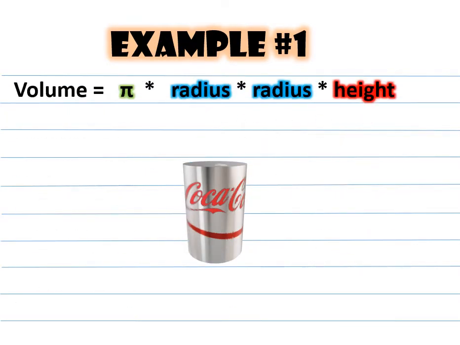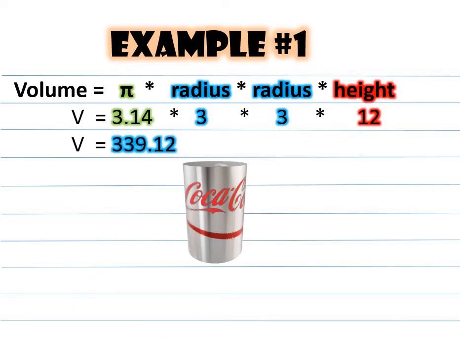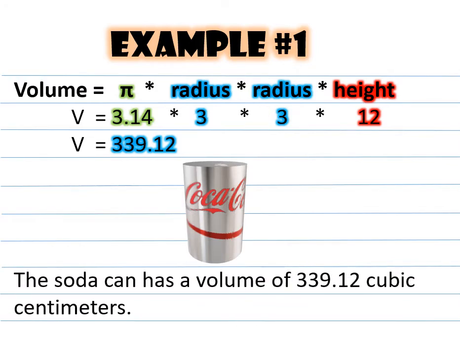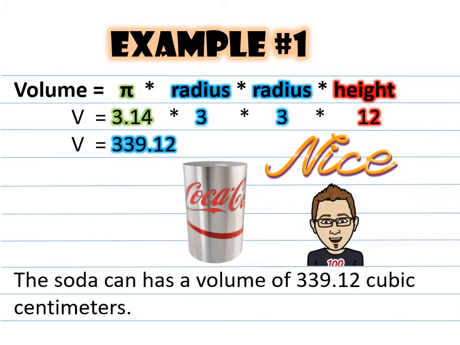Example number 1, volume equals pi times radius times radius times height is our formula. Pi is going to be 3.14, the radius is 3, and the height is 12. Multiply all of that on your calculator and you come up with a volume of 339 cubic centimeters. Nice job.